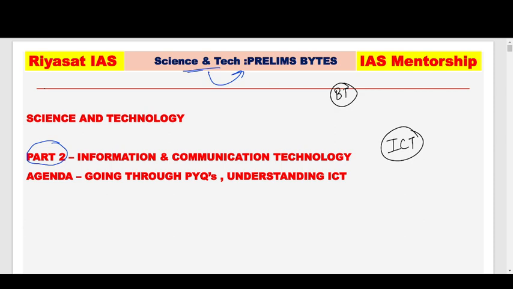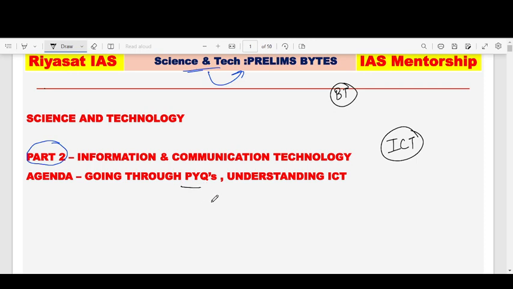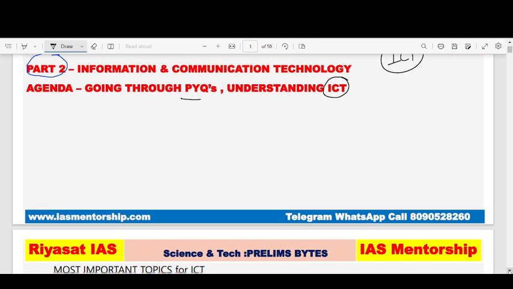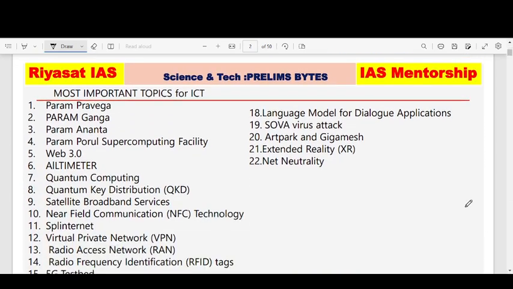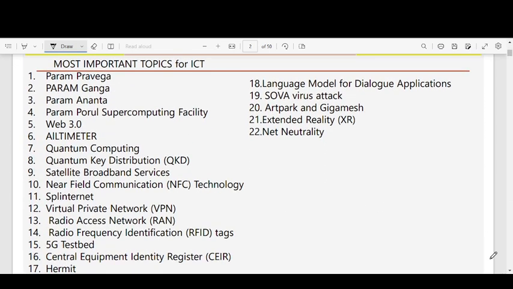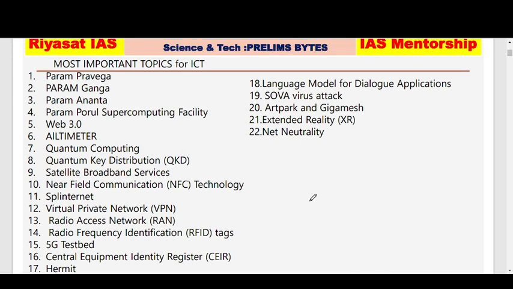The agenda will be the same here. We will go through previous year questions and then understand ICT based on various concepts. So with this, let us begin our lecture. As usual, I have pasted here all the 22 important topics of ICT which we will be covering in this session. I hope you have revised the biotechnology part well, because that will help you in upcoming prelims examinations, I am sure.